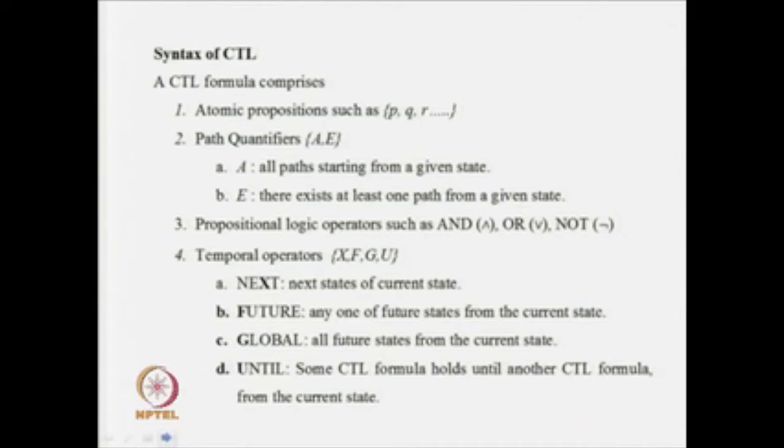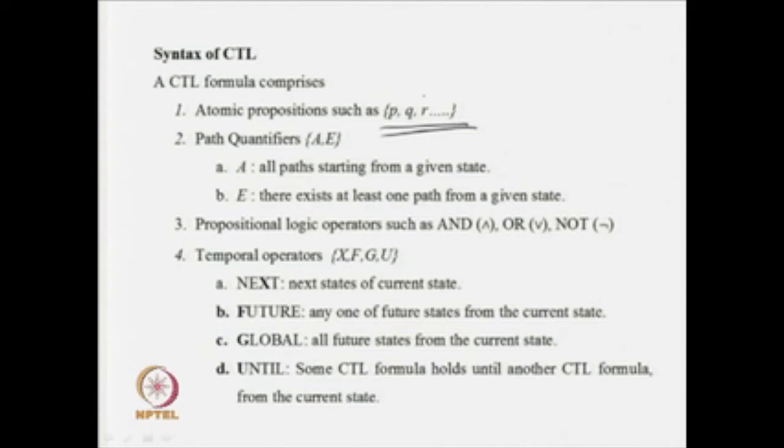Now, first when we look for a language or a logic, we have to look for the syntax of that particular logic. So, what is the syntax of CTL? When we write a CTL formula, it involves several components. The first component is the atomic proposition. We have a set of atomic propositions, represented as P, Q, R, S like that. These atomic propositions take truth values, either true or false, like in propositional logic.